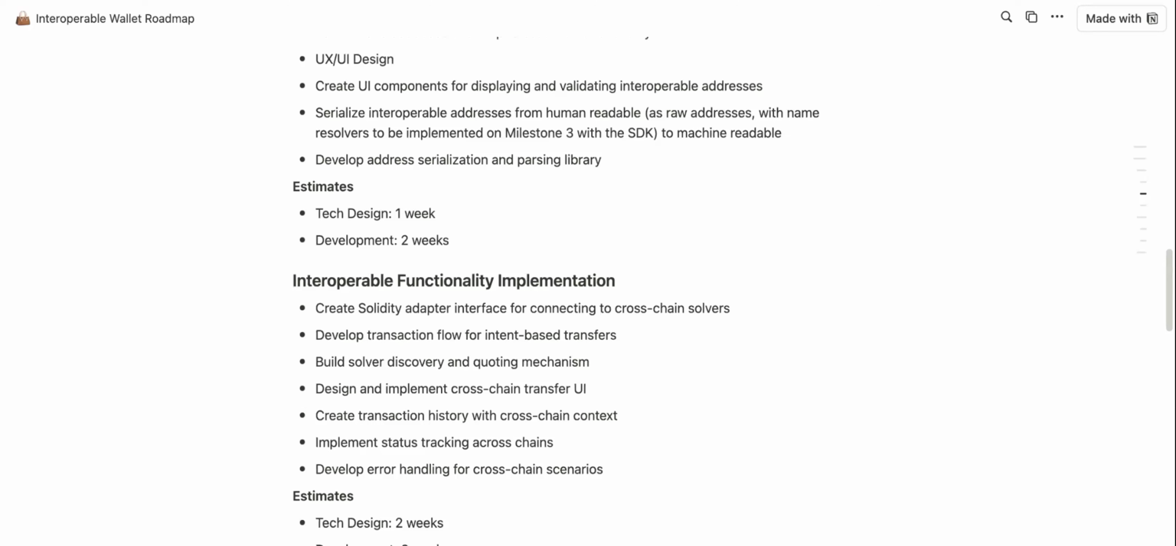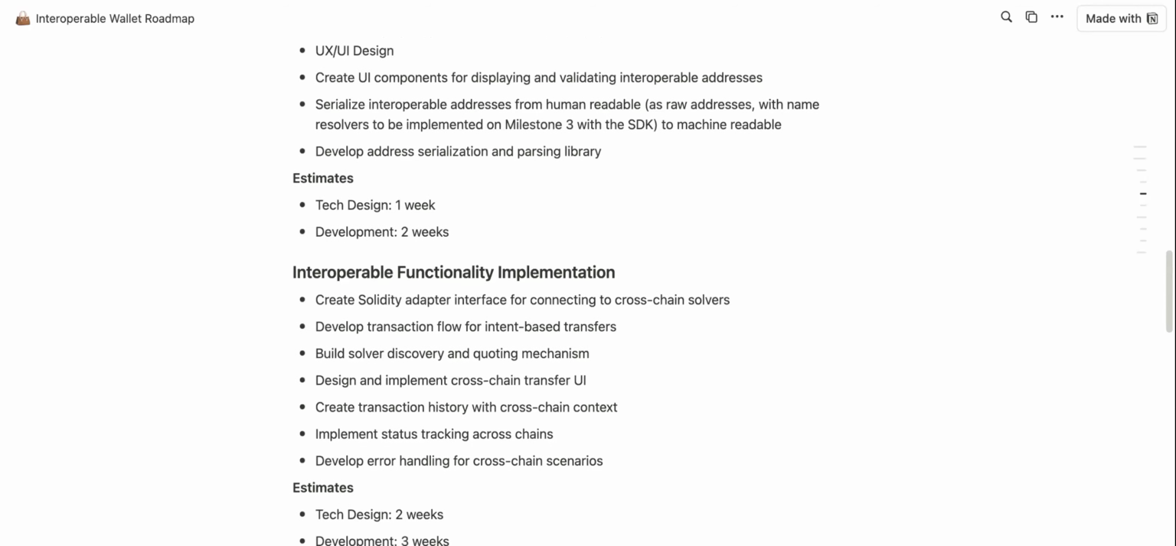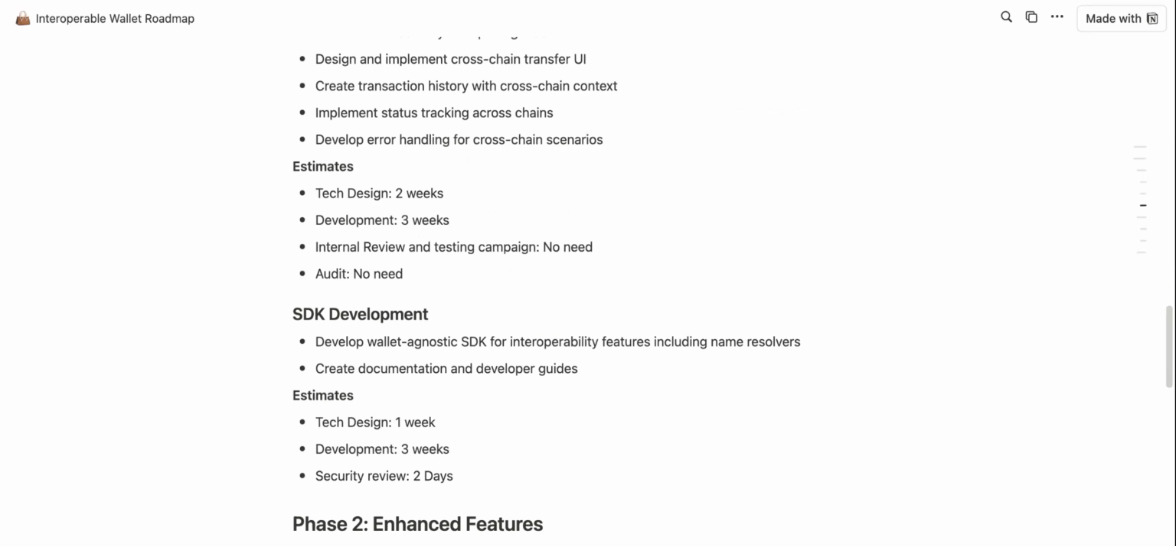So again, as mentioned before, this will be an experimental wallet on testnet where we will only aim to showcase the mechanisms. Of course, everything related to the flows and UI designs with transfer errors handling will be built on this step. And finally, for this phase one, all these efforts will be translated to the wallet agnostic SDK. So any questions so far?